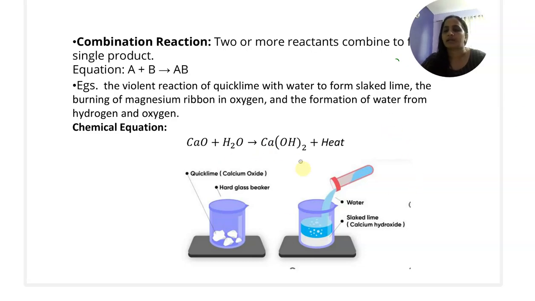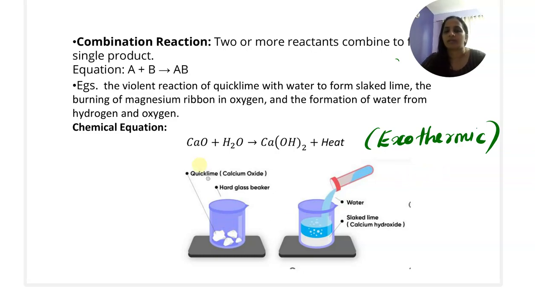Here is another example: calcium oxide plus water gives calcium hydroxide plus heat. These combination reactions are exothermic reactions. What do we mean by an exothermic reaction? In the reaction, they produce heat. They are producing heat energy, so we call them exothermic reactions.